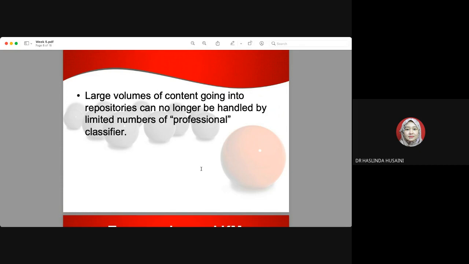Alright, dan kita pergi seterusnya. Sekejap ya.